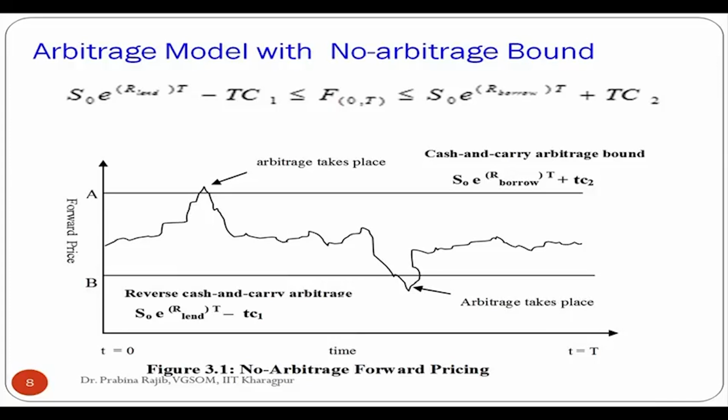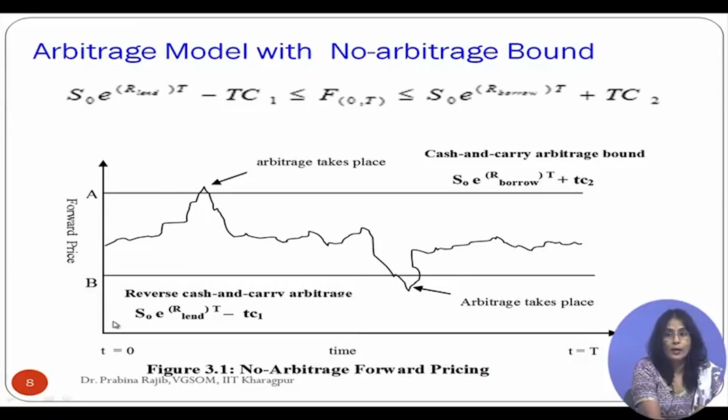So this particular example shows this. If you see, A and B are your upper and lower bound, and if the actual price is greater than this upper bound, you will have cash and carry arbitrage, and if your actual price is less than the lower bound, you will have reverse cash and carry arbitrage. And please focus on this formula.